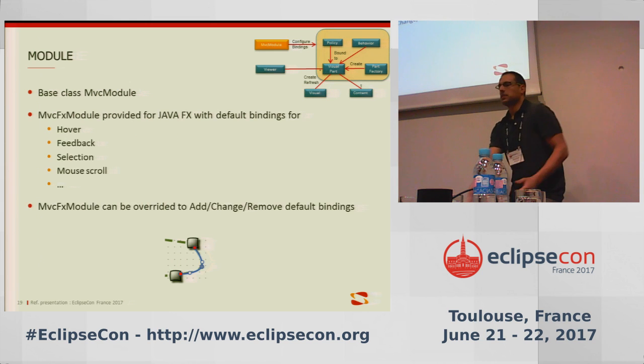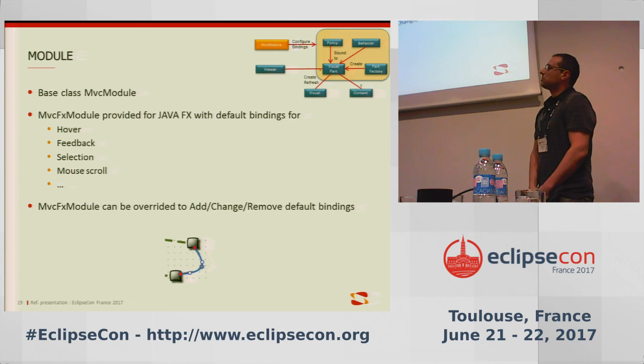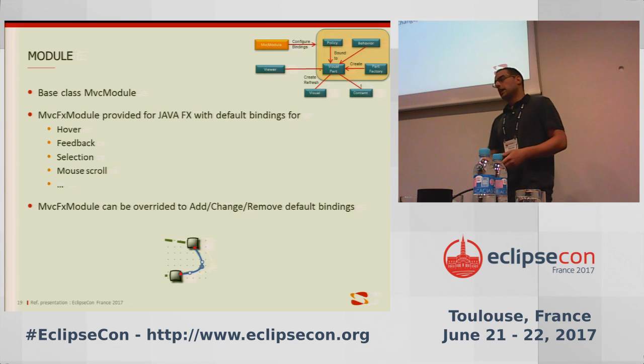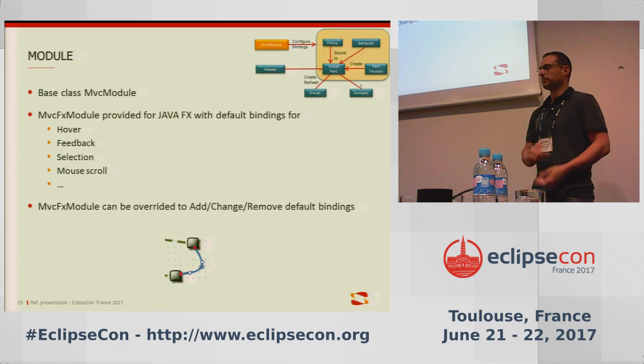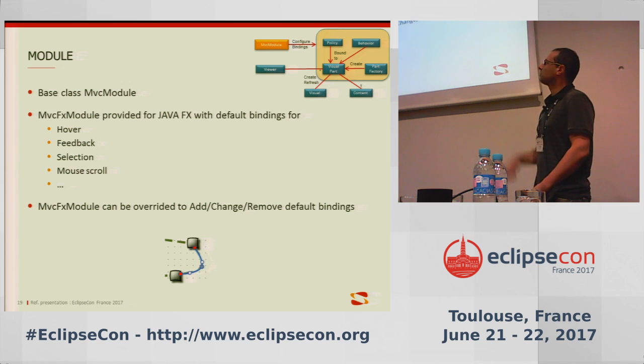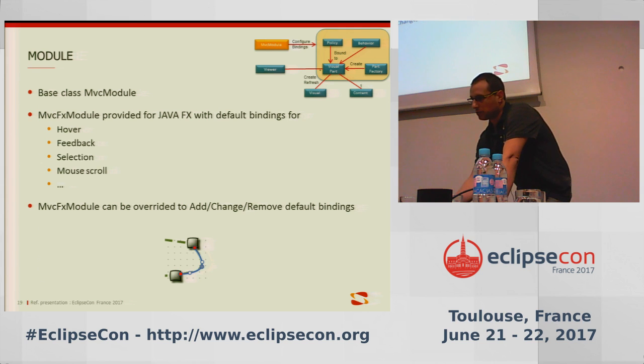So for the MVC module, GEF4 provides an MVC FX module that provides the default binding for JavaFX. So you have already, when you start, the feedback, the user interaction, the scrolling already enabled. And if you want to change some default behavior, you need to override this module. Like if you want to remove the small circle at the bottom, you will need to override the hover bindings.